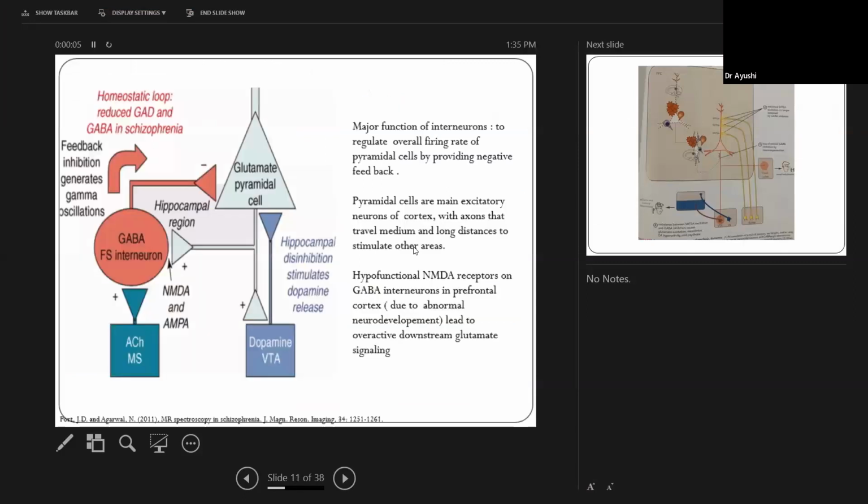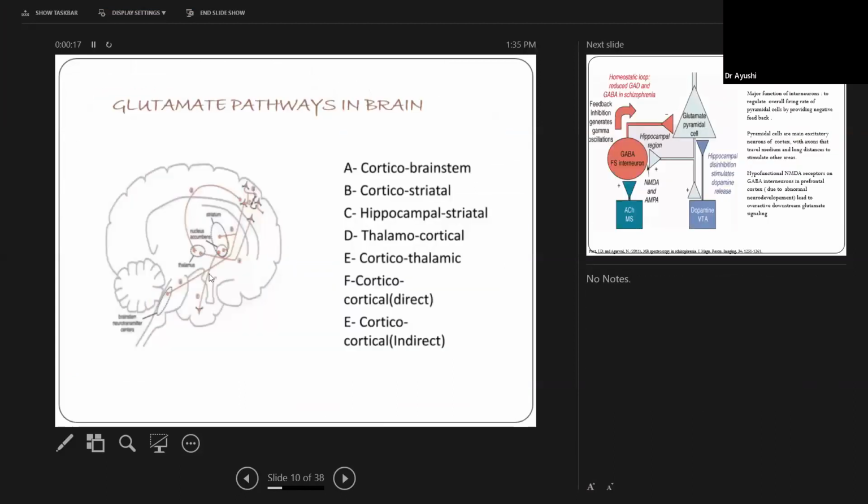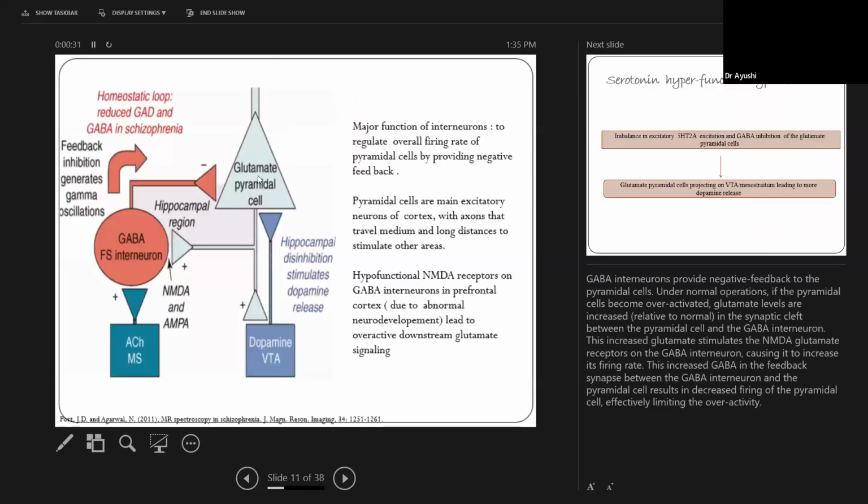So in our cortex, we have pyramidal cells. These pyramidal cells have the neurotransmitter glutamate. The glutamate circuits run from cortex to brainstem, cortex to striatum, hippocampus to striatum, thalamocortical, corticothalamic, and there are corticocortical glutamatergic circuits. When these pyramidal cells release glutamate, it acts on the GABA interneurons. These GABA interneurons release GABA, which is an inhibitory neurotransmitter, which goes and again acts on these pyramidal cells, making it a negative feedback loop.